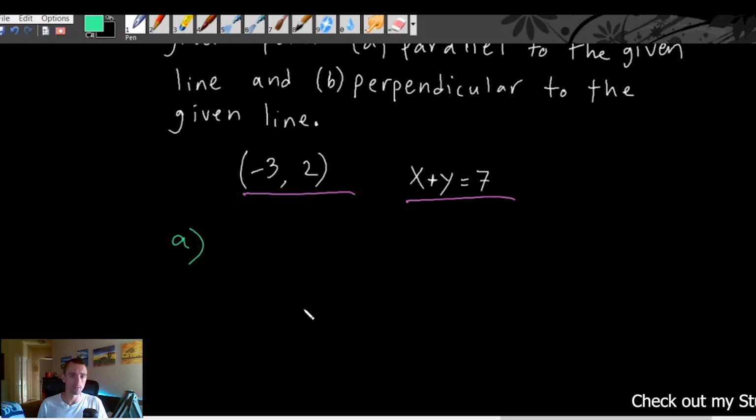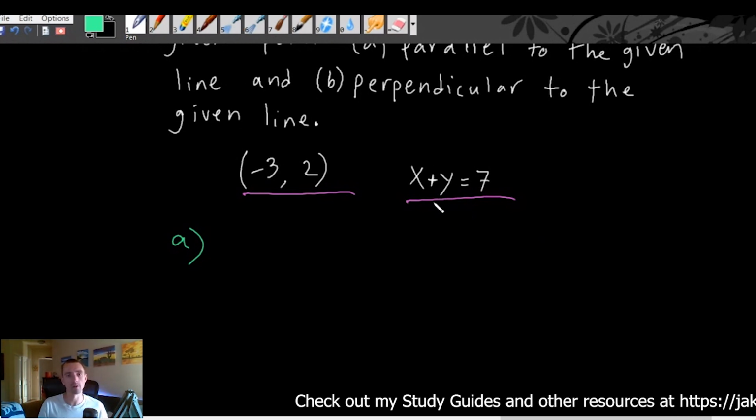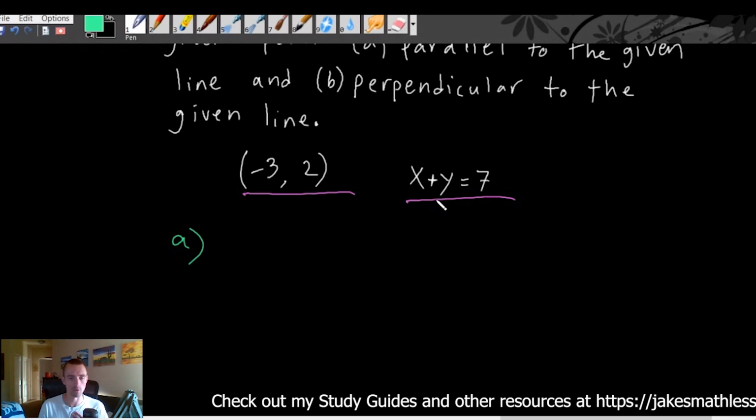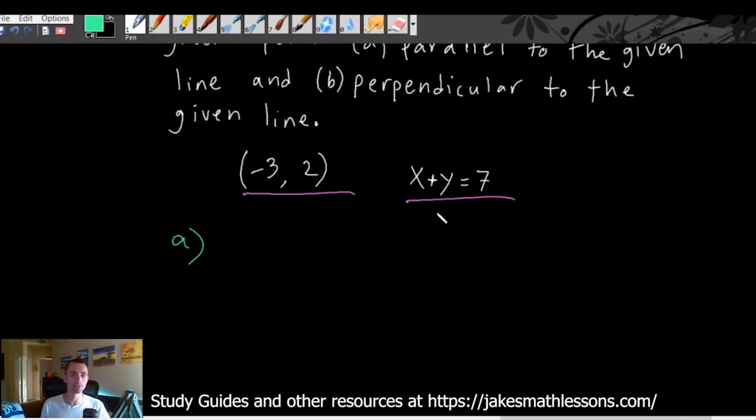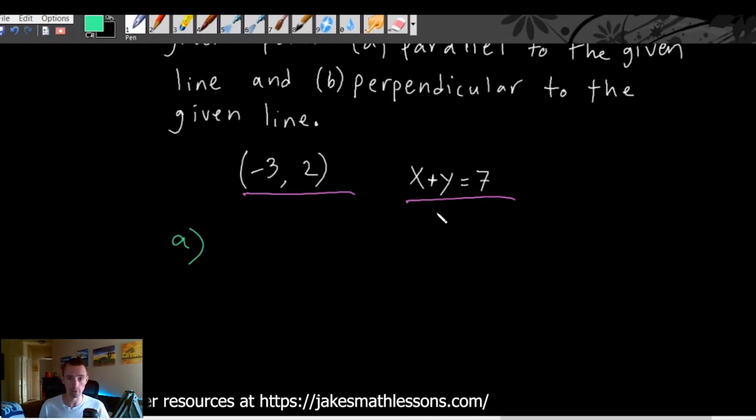The way that you want to do that is to first figure out the slope of the line that we are dealing with. If we know that our line has to be parallel to this line, we first need to know the slope of this line so that we can then use that to find the slope of the line that we're trying to come up with. So to do that, what you want to do is get it into the slope-intercept form or the point-slope form. And then you can use that to figure out what the slope is.